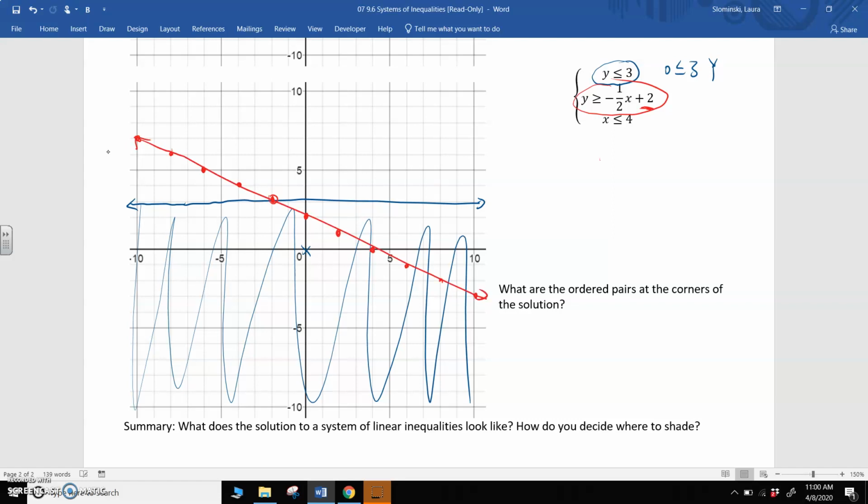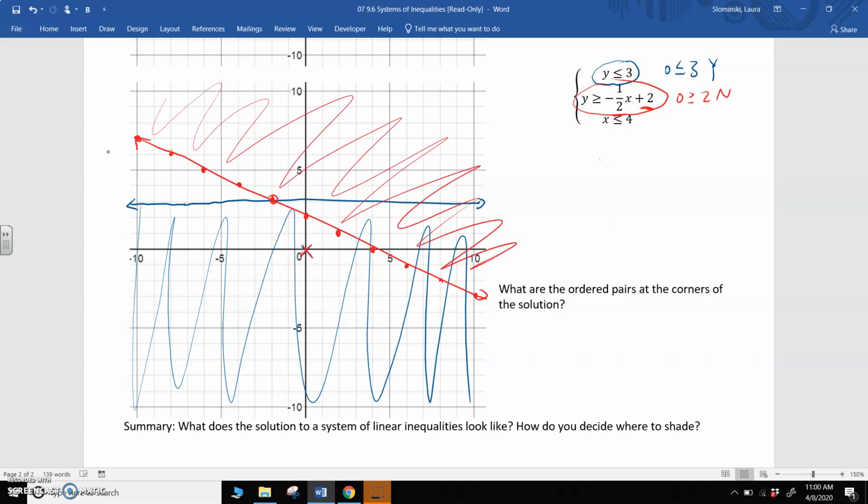And last but not least, I once again can use my test point of 0, 0. I ask myself, is 0 greater than or equal to, this goes away, 2, and no, it is not, which means for the red line, I shade this way.